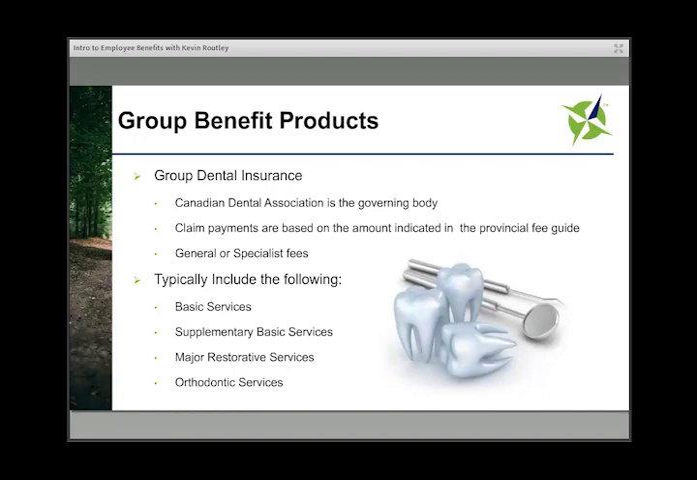Typically included services within dental are basic services, which are your checkup, your appointments, your diagnostic; supplementary basic services, which would include fillings, periodontal scaling, root planing; major restorative services, which would include crowns, bridges, dentures, and onlays; and orthodontic services, which is the braces that we all know as orthodontics.